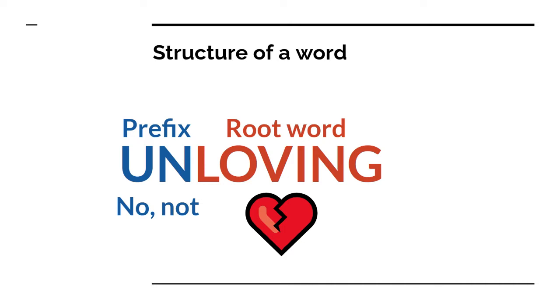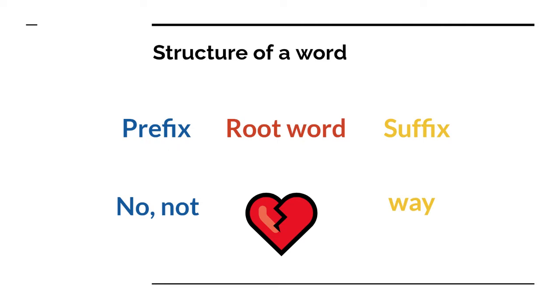I don't love. Okay, and now it's time to add the suffix. Just to review again, the prefix we put in front and the suffix we put at the end of the root word. So we have no, not, right, which will give us the word un, and then the root word will be loving.